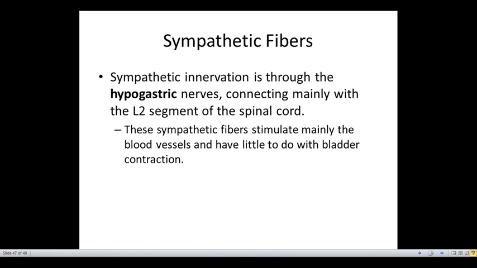In addition, sympathetic fibers also supply the urinary bladder, and this sympathetic innervation is through the hypogastric nerves connecting mainly with the L2 segment of the spinal cord. And these sympathetic fibers stimulate mainly the blood vessels, and they have little to do with the bladder contraction.